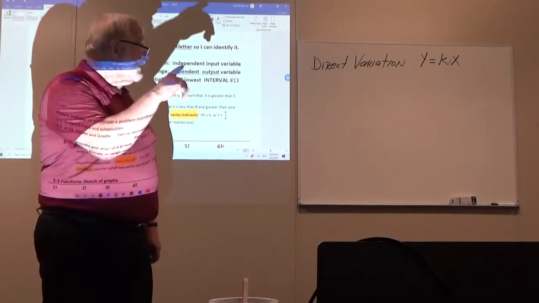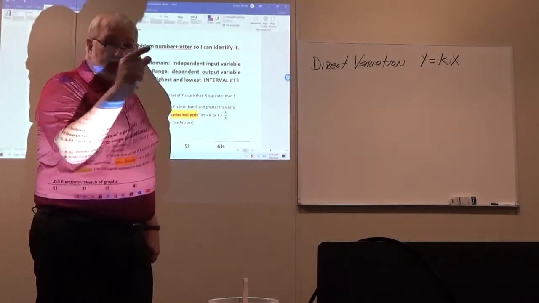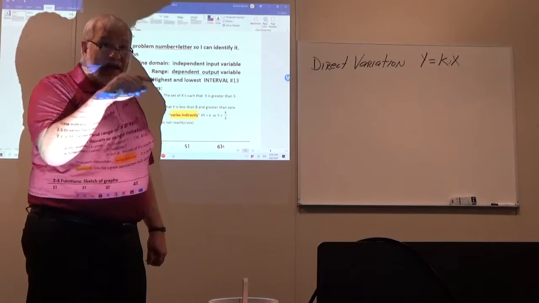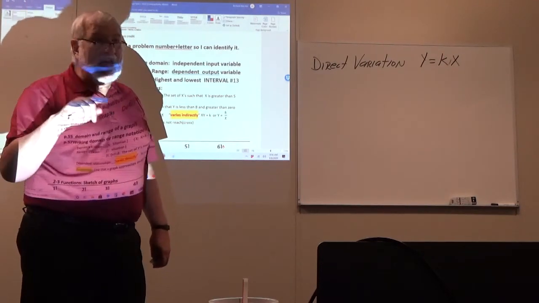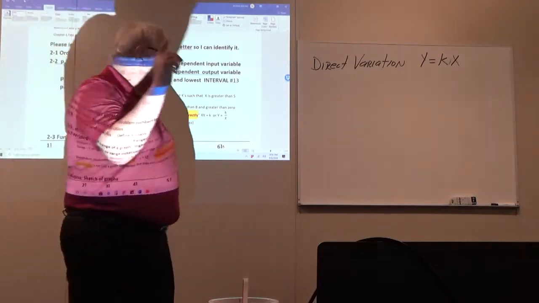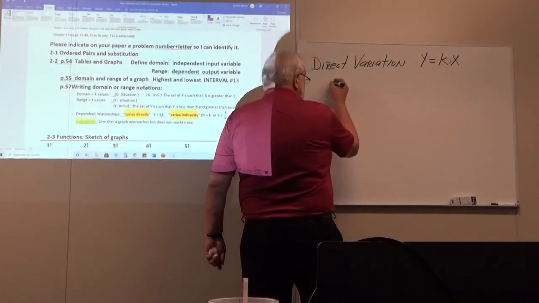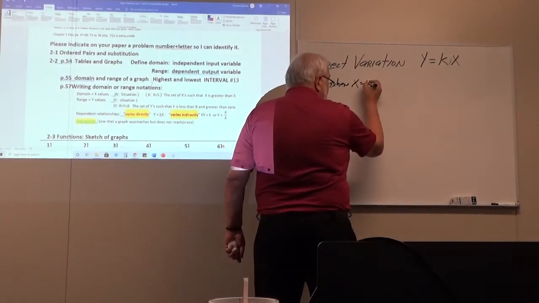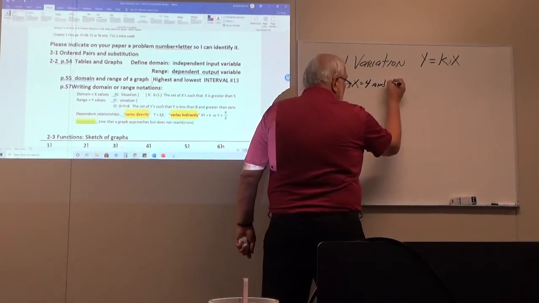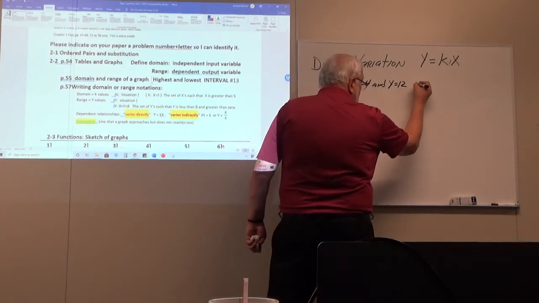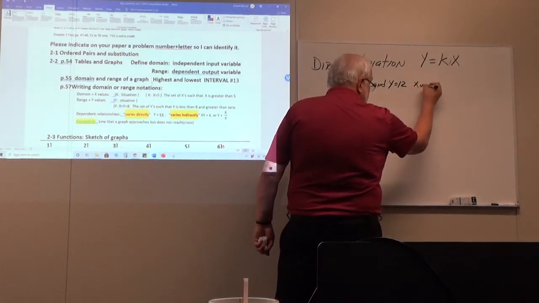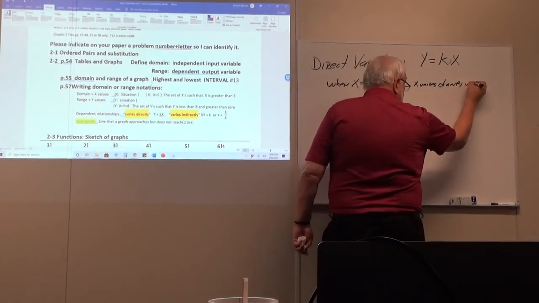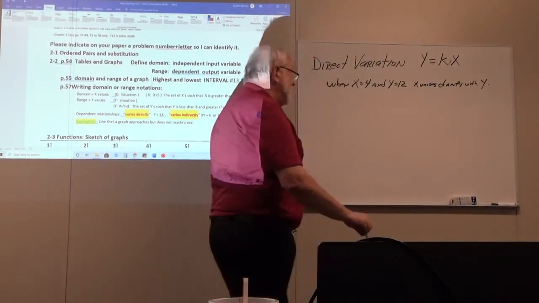And in order to be able to get a problem that's a direct variation, I give you the relationship of the x and y. You have to find the k, and then I'll give you another y, and you have to find the x, or I'll give you another x, you have to find the y. So let's say this, that in direct variation, when x equals 4 and y equals 12, x varies directly with y. That's the first statement.